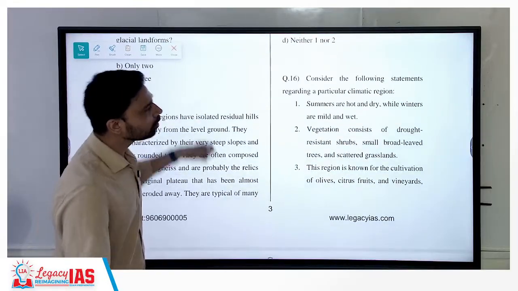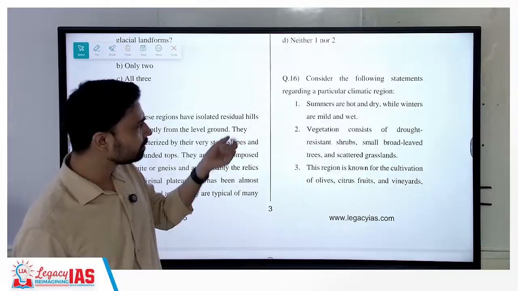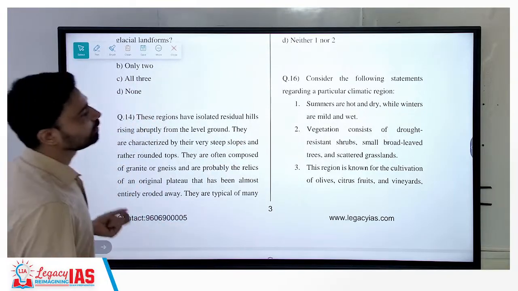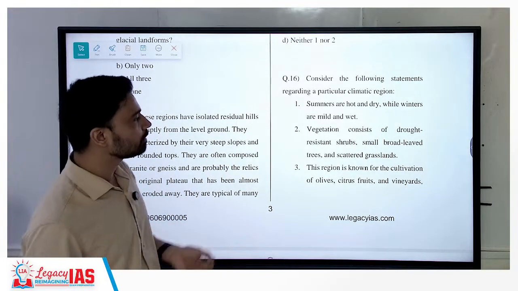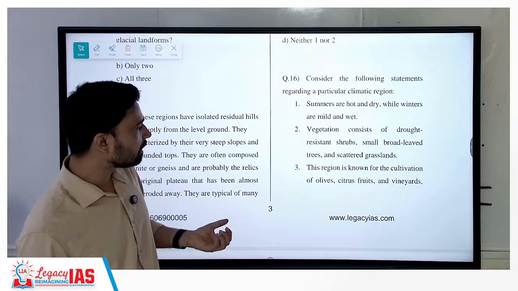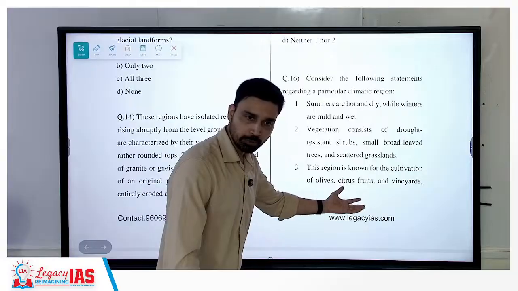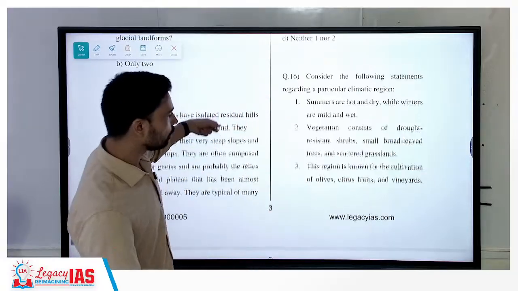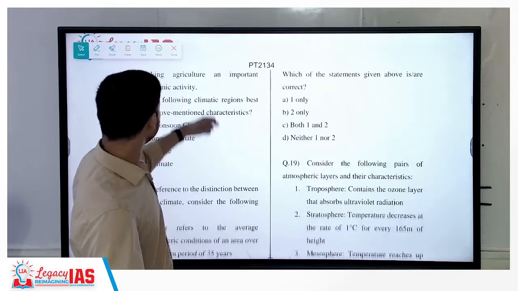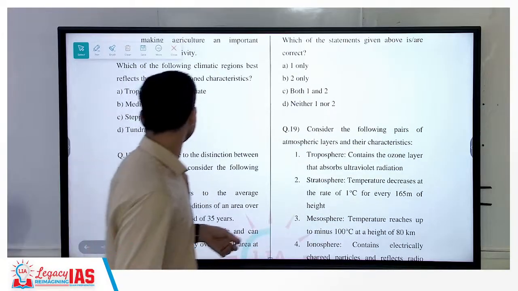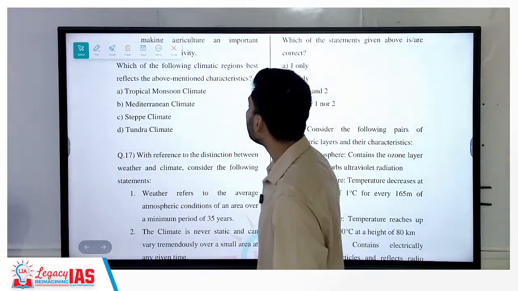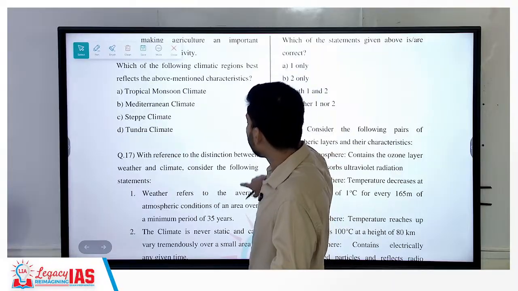16. Summers are hot and dry, winters are mild and wet. Again, this is a repetition of last week. Vegetation consists of drought-resistant shrubs, small broadleaf trees, scattered grassland. You do not even have to know the rest: if you know this third statement, you should be able to say which region we are talking about. Mediterranean region, so Mediterranean climate. 16, B. All of these are characteristics of the Mediterranean climate zone.